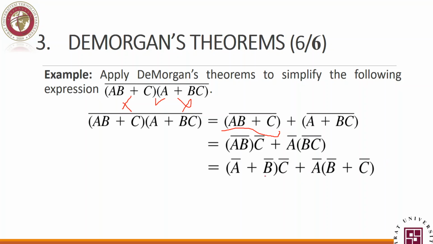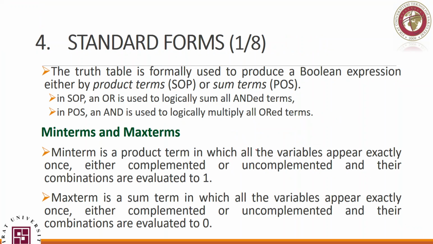And you can distribute if you want. Then you can simplify the best you can. Why? Because we have here, look, A bar, C bar. Here we have A bar, C bar. It would be one of them. But for the time being, this is enough. All right. Standard forms.